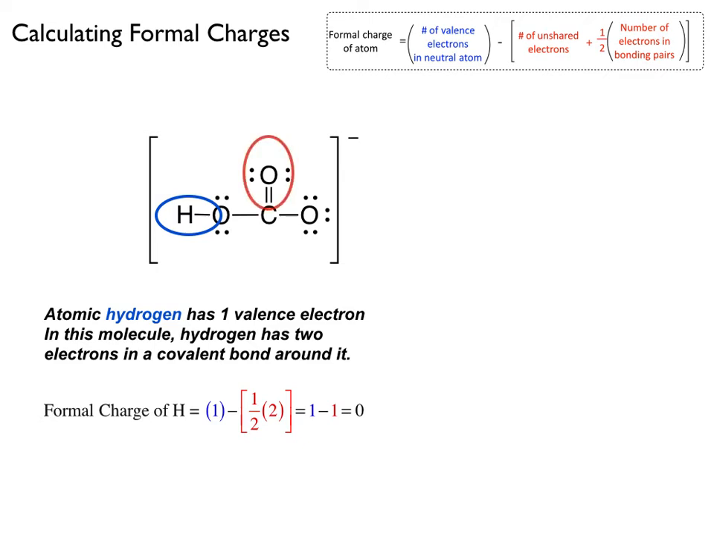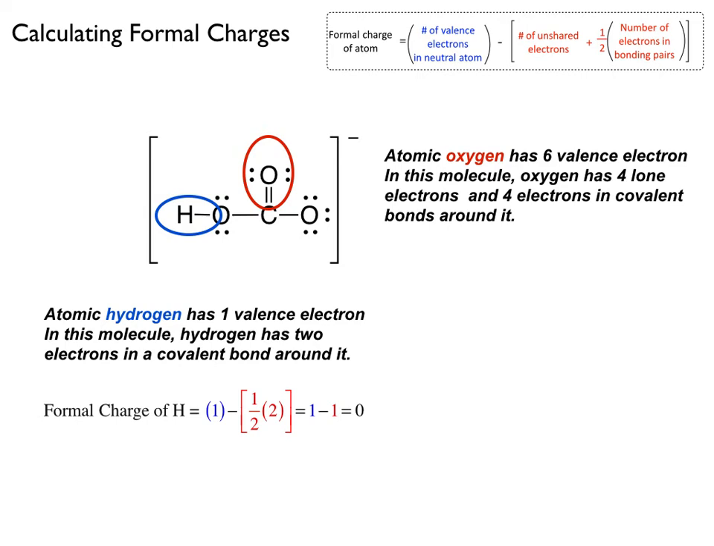We can do another example. We can look at this top oxygen circled in red. In this case, we do the same thing. How many valence electrons does neutral oxygen have? It has 6, and we want to subtract from that the number of electrons assigned to it in our molecule. The number of electrons assigned to it will be the 4 electrons in lone pairs, because those are only associated with the oxygen, and half of the electrons in the bonds.